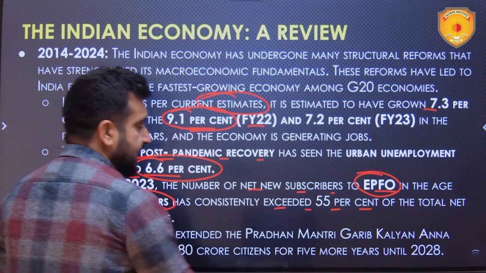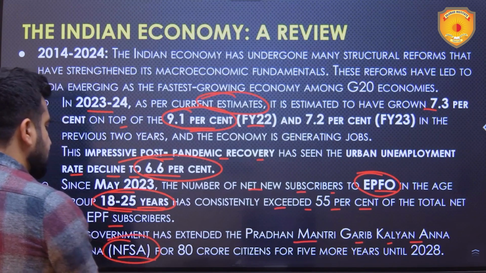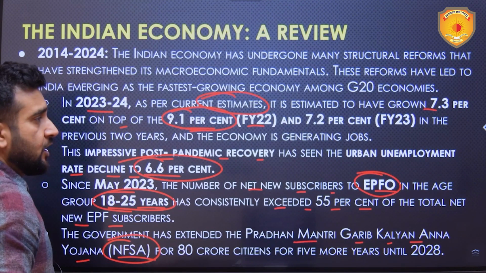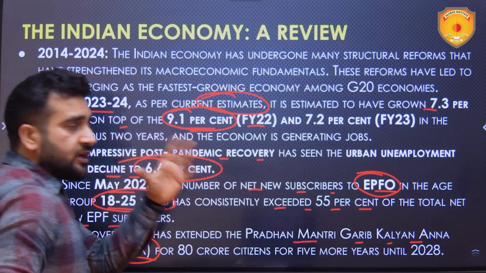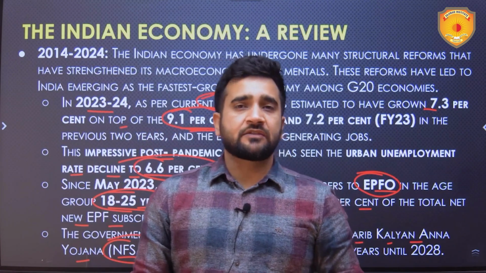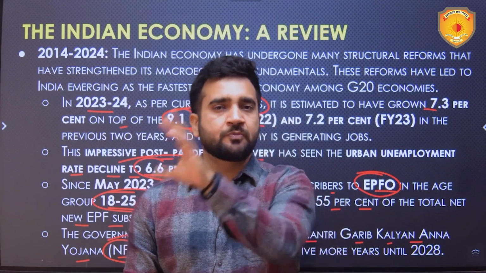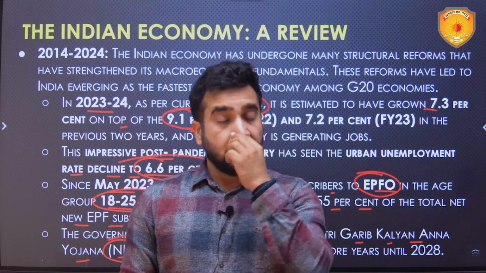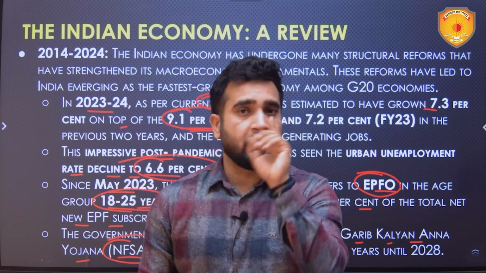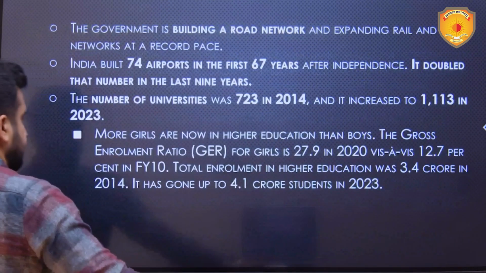Then the government has extended Pradhan Mantri Garib Kalyan Anna Yojana, or National Food Security Act, I can consider it, up till 2028, in which free food grains, whether it be rice, wheat or coarse grains, they will be getting. Priority households 5 kg per person per month. Antyodaya Anna Yojana households 35 kg per household per month. So this will be given to them free of cost.